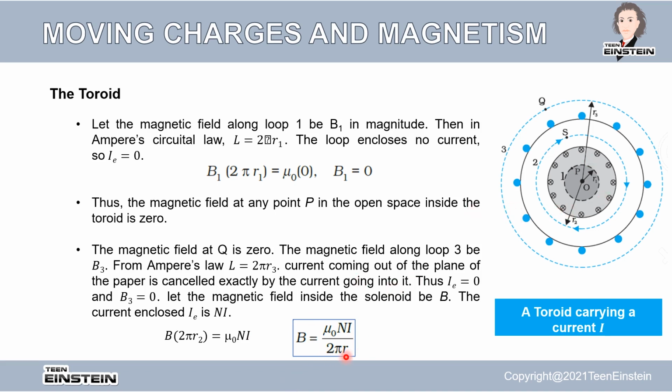So it depends on the radius R. That means it depends on what distance from the center you are looking at the magnetic field, and it depends on the number of turns and it depends on the current. So here also a toroid can be used to create a magnetic field. So one way to do it is if you want to control the magnetic field, you can play with the current or the number of turns. Then B will also change according to that.